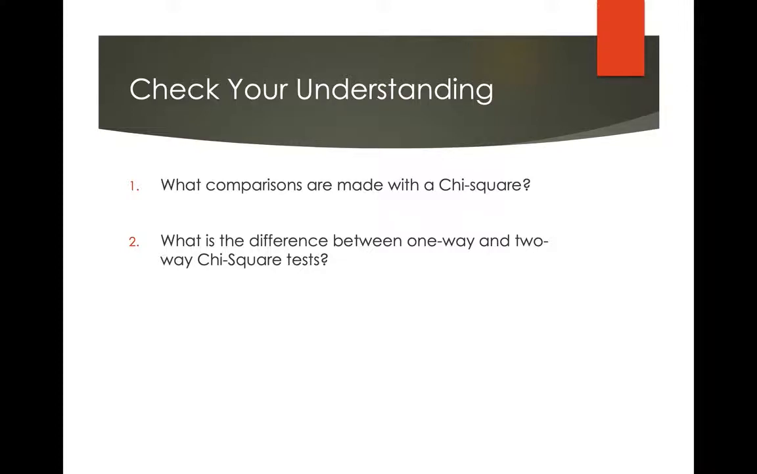So in summarizing, what comparisons do we make when we use a chi-square? So when we use a chi-square, we're looking to test if there are differences in frequency or percentage by one or more category. And how does the one-way chi-square differ from the two-way? With our one-way chi-square, we're looking to see if there is a difference between our frequency and proportion on one variable category, whereas in our two-way chi-square, we're looking to see if there is a difference between our frequency or proportion on two or more variable categories.